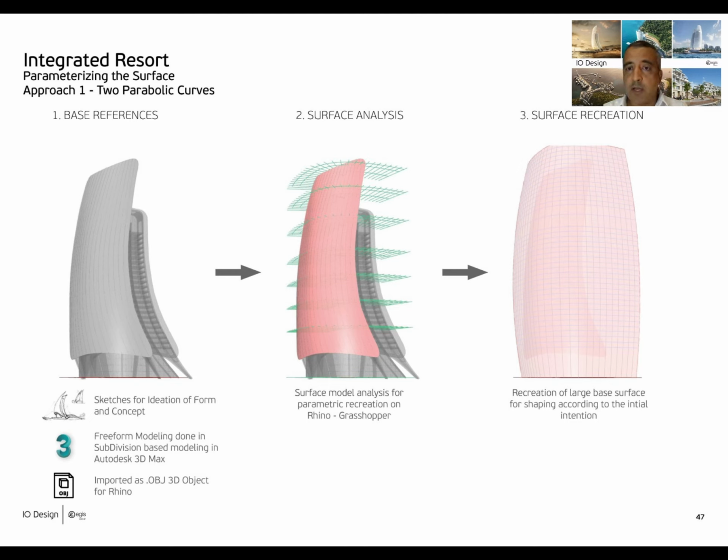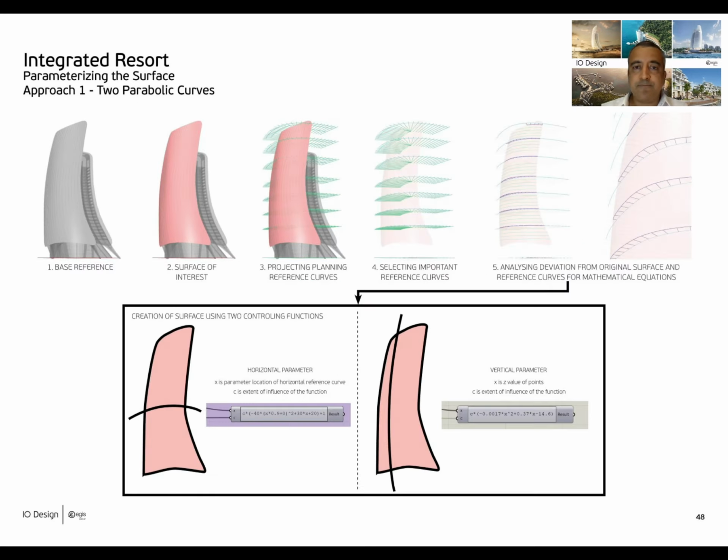We finally got to a form and shape that the client was very happy with, and so from then we started parameterizing, trying to create a mathematical translation of this shape. We started testing 2 parabolic curves that would have the least variation from the approved shape, let's say, and that was.